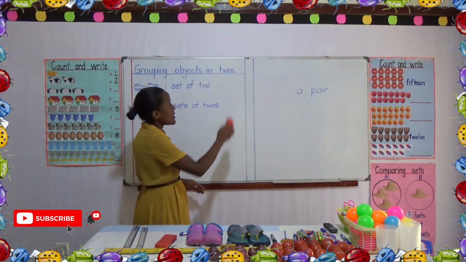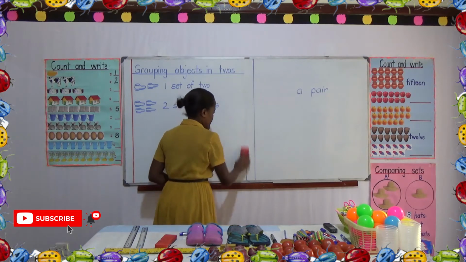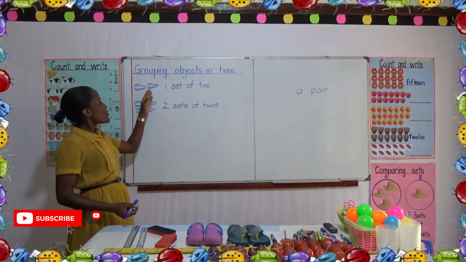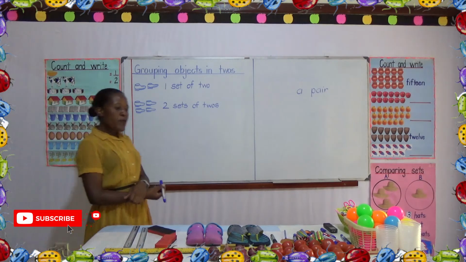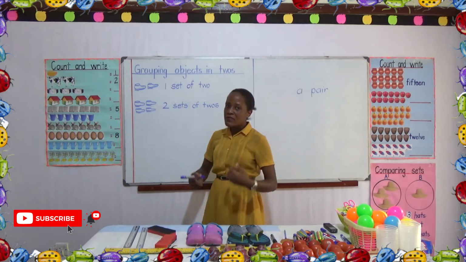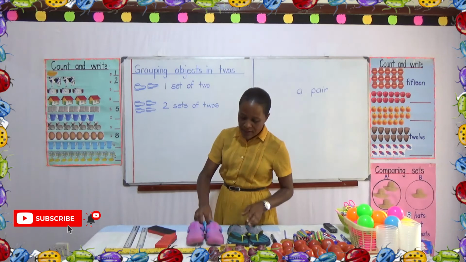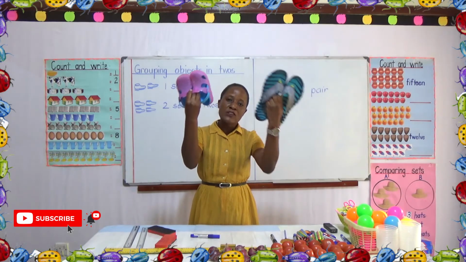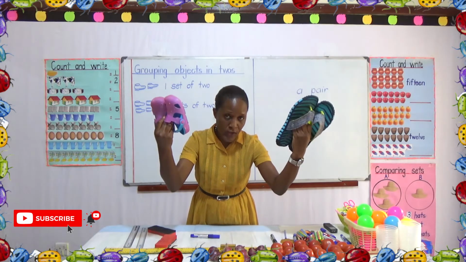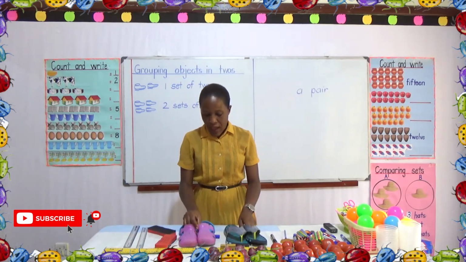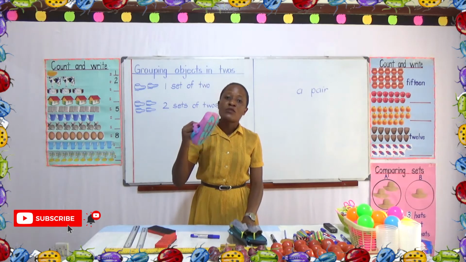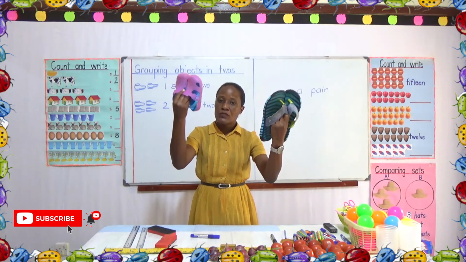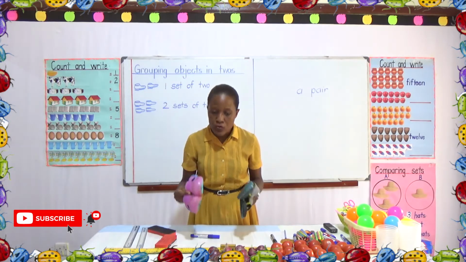I want to write something here. Let me rub this line first. If I have one set of two, how many twos shall I call that? I will say it is just one two. For example, when we talked of the two sets of two, I showed you these shoes and this one. So we said one, two, and we got two sets of twos. And these two sets of twos will be two twos. This is one two, another two. Two twos.